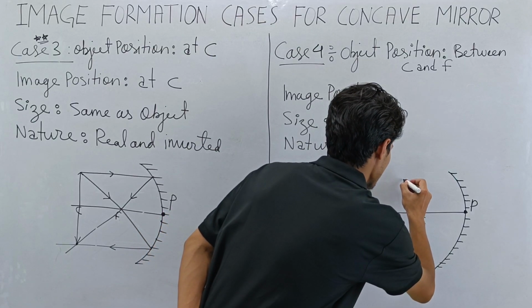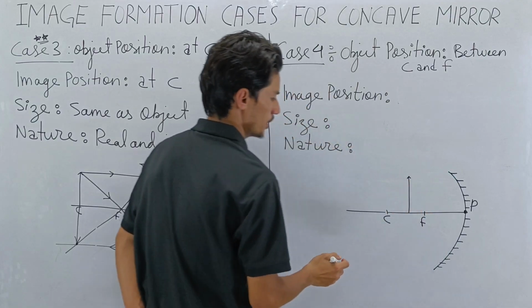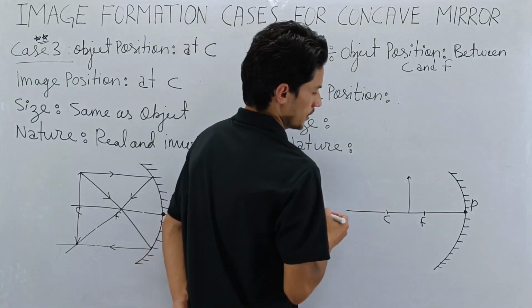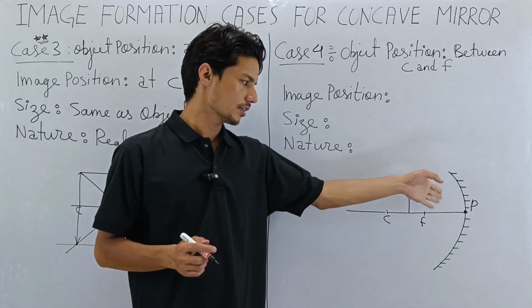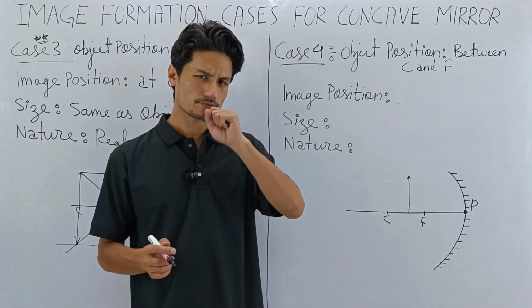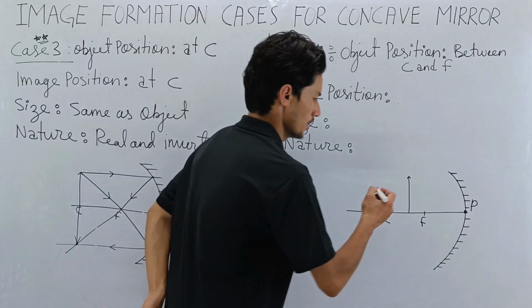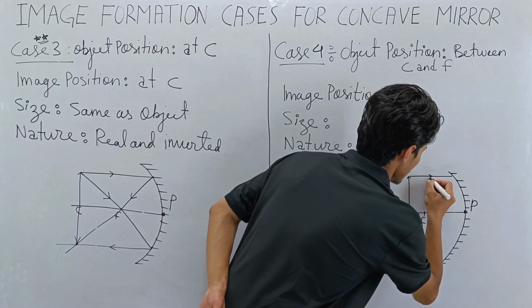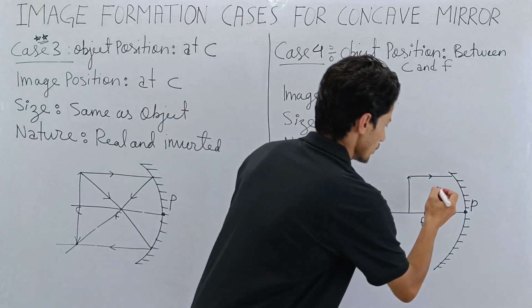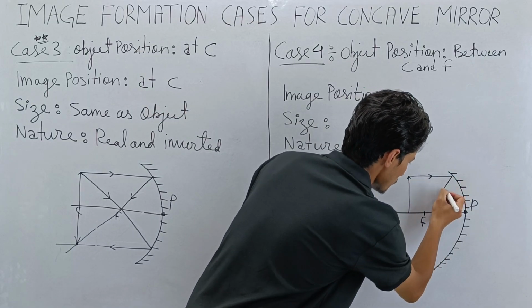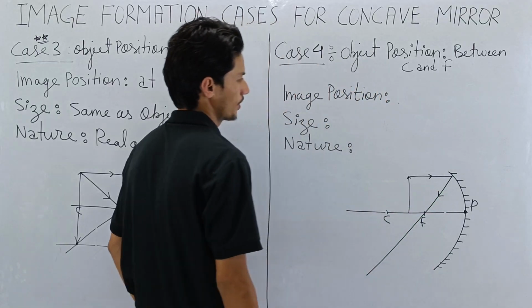So we have to draw the object between C and F. Let's draw the object here. The object is between C and F. All right. Now we will be using rule number 1 and rule number 2. In most of the cases, we use rule number 1 and rule number 2 a lot. So rule number 1: the incident ray goes parallel to the principal axis. After reflection, what happens? Yes, it passes through the focus, like this. So this is the reflected ray.